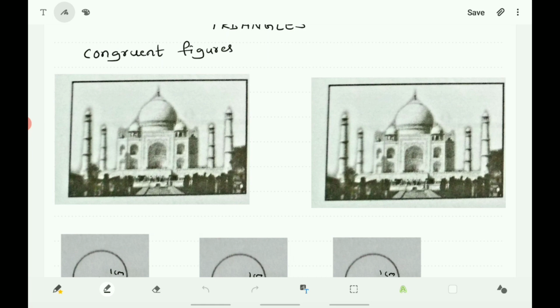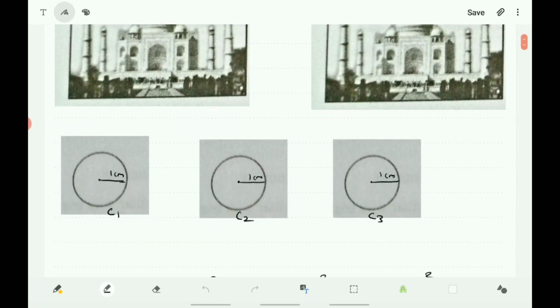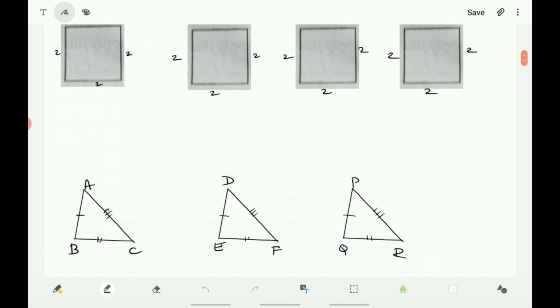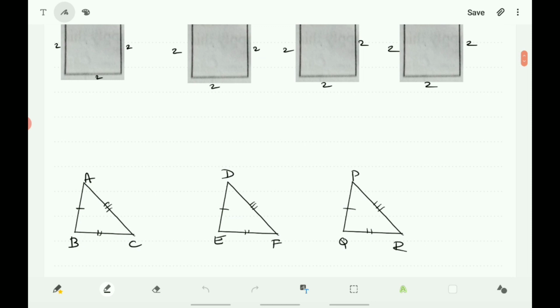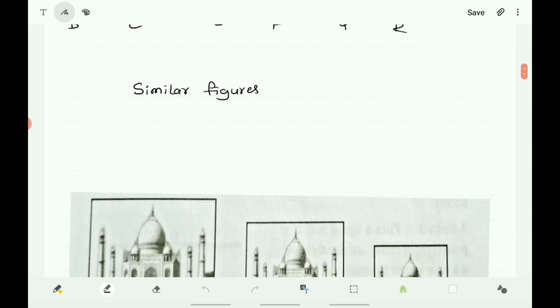It means these two Taj Mahal figures are similar figures. These three circles are also similar figures. These four squares are also similar figures. These three triangles are also similar figures. You know that they are also congruent. But here let us be clear about similar figures.